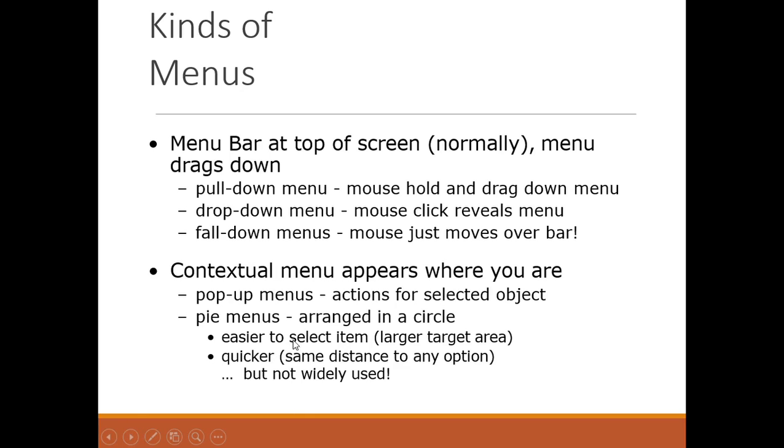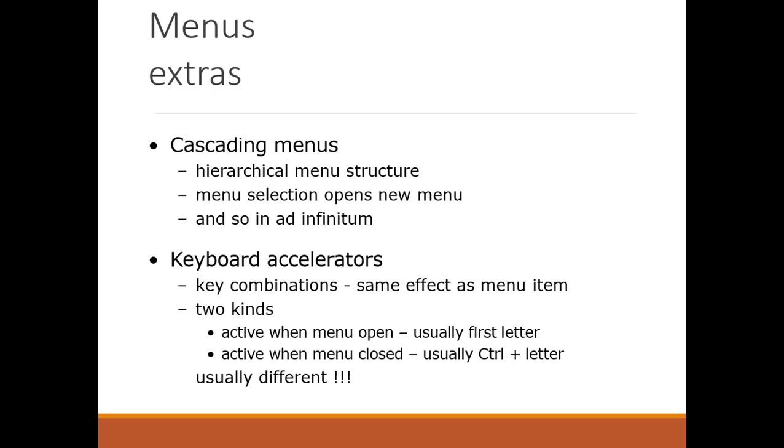And pie menus are arranged in a circle. If there is a circle and many things are there, like 50%, 40%, 10%, 12%, according to your circle, and in a circular arrangement you are selecting the things. Easier to select the item, larger target area, quicker, same distance to any option, but not widely used. Pie menus are not widely used. Pop-up menus are usually used. Fine. Next is menu extra, cascading menu.